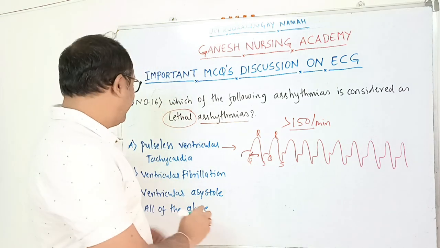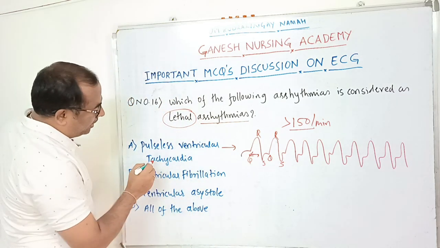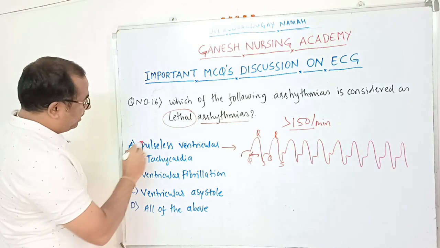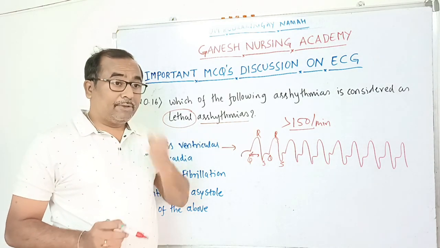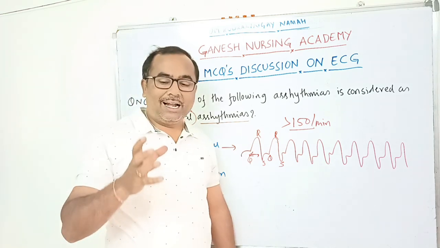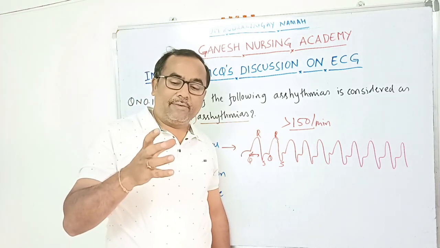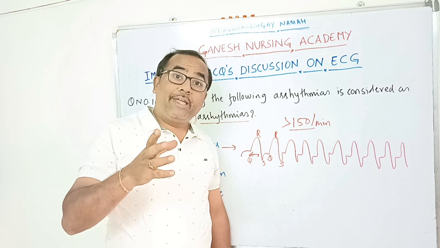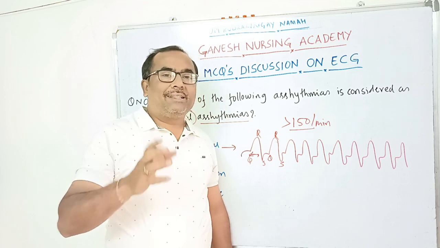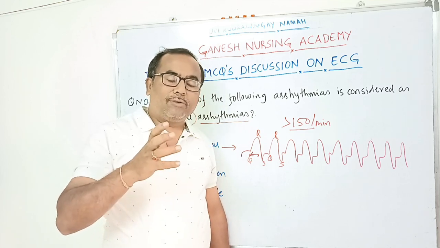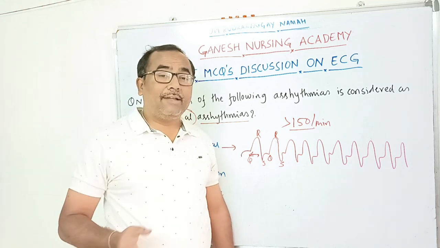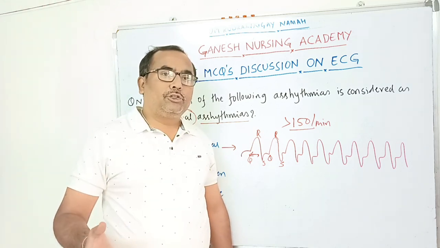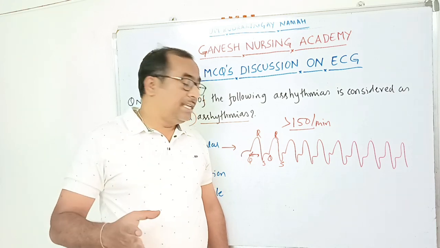So that is the reason why pulseless ventricular tachycardia is considered as one of the lethal arrhythmias. Why is it one of the lethal arrhythmias? Because the heart is contracting very weakly, a weak and rapid contraction. Because of this, what happens here? There is no proper cardiac output, no proper ejection of blood from the left ventricle, and peripheral tissue perfusion is severely affected.